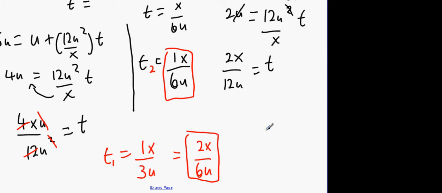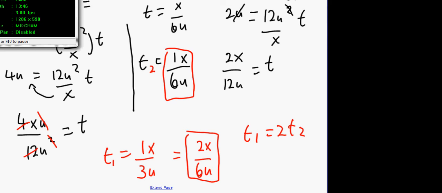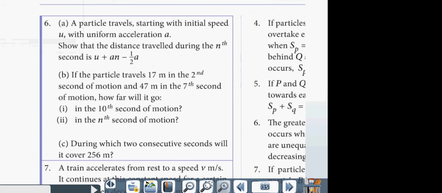So t1 equals 2t2. Okay. A particle travels with initial speed u, that's u, uniform acceleration a. Show that the distance traveled during the nth second is u plus an minus a half a.